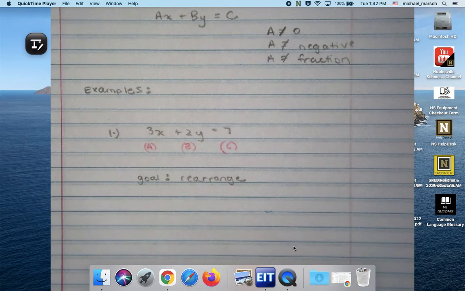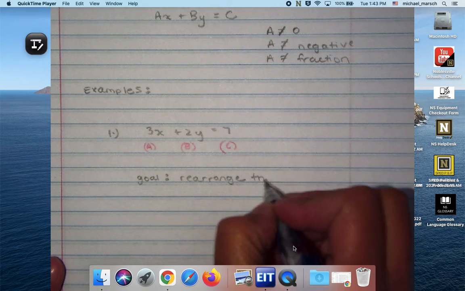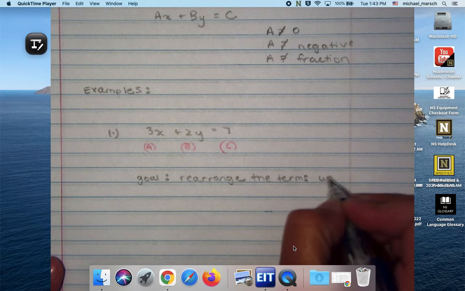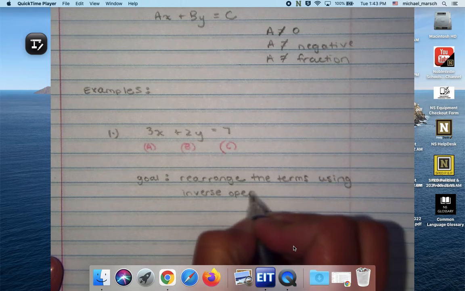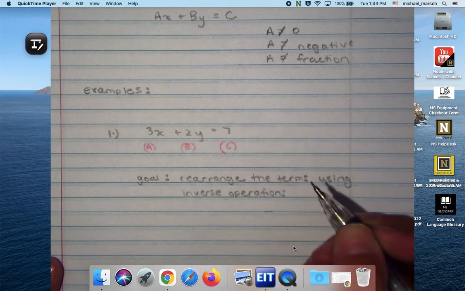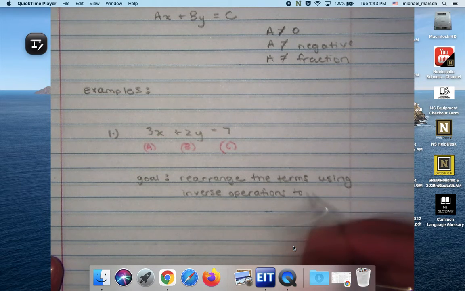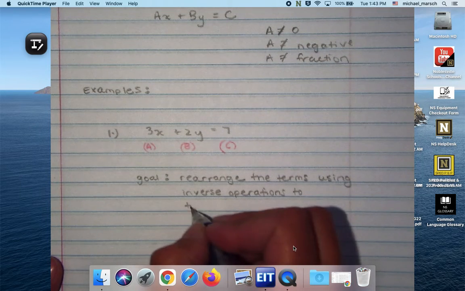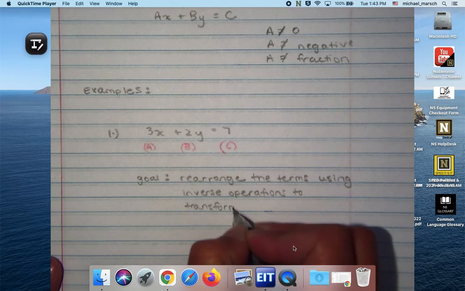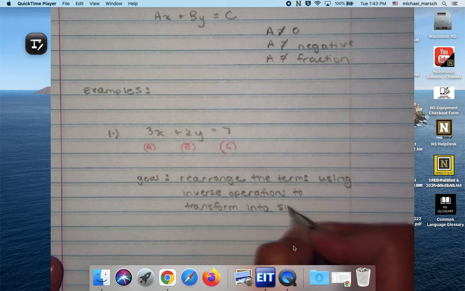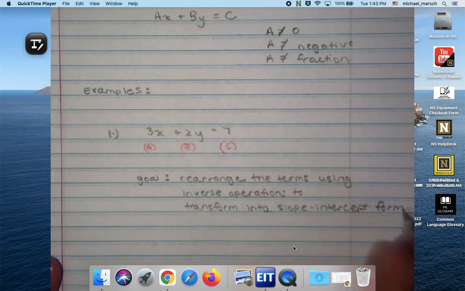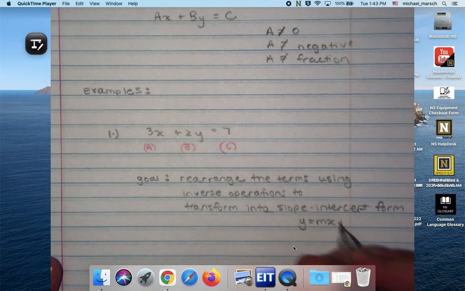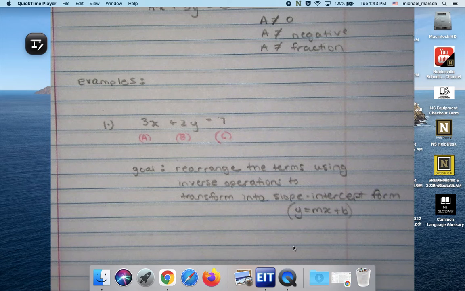So our goal is to rearrange the terms using inverse operations to transform into slope-intercept form. Which, just as a reminder, is y equals mx plus b.